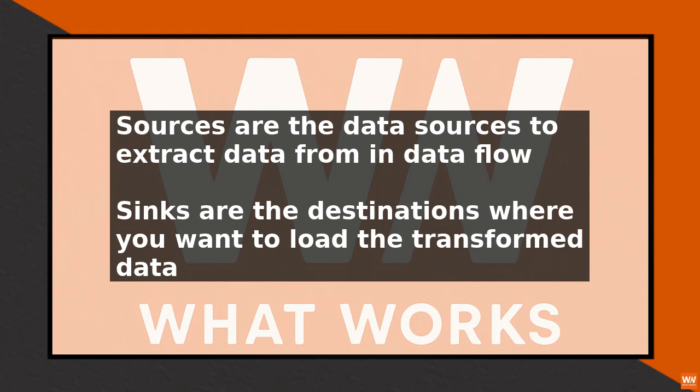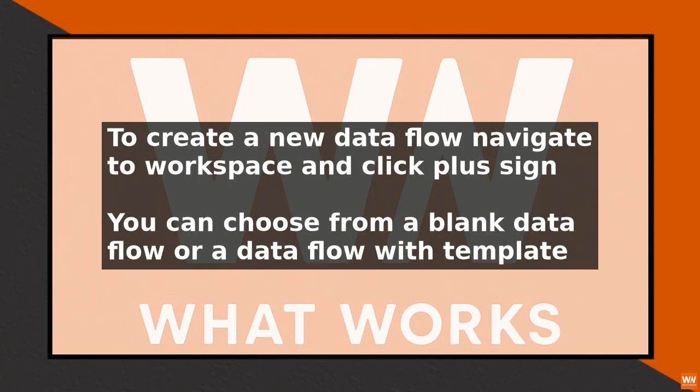Step 4. Adding transformations. Once you have added a source, you can add transformations to the data flow. To add a transformation, click on the plus sign next to the source and select the type of transformation you want to use. You can choose from a variety of transformations including filter, aggregate, and join.